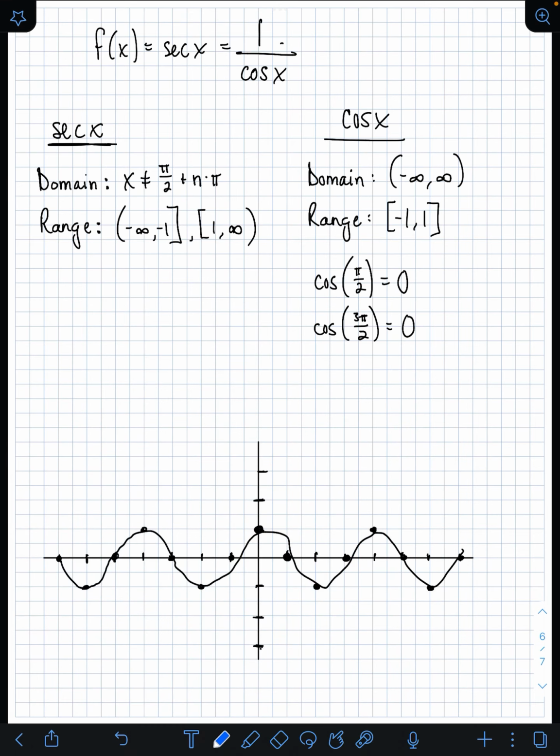So once again, wherever the cosine wave hits the x-axis, wherever cosine is 0, we're going to get an asymptote, because those are the places where secant is undefined. Note that these are not exactly in the same places they were for cosecant.